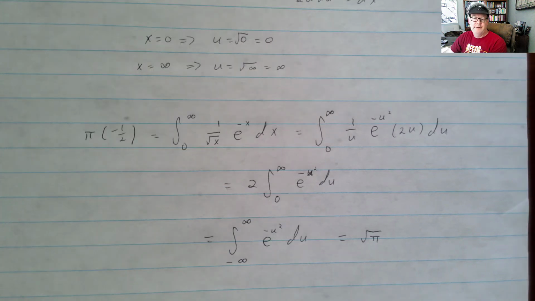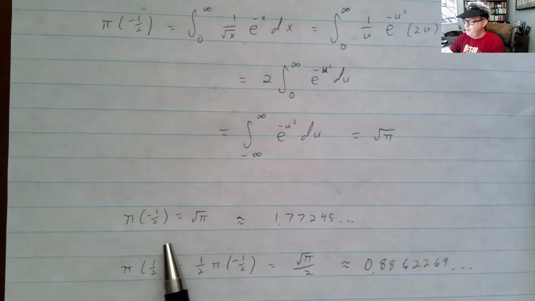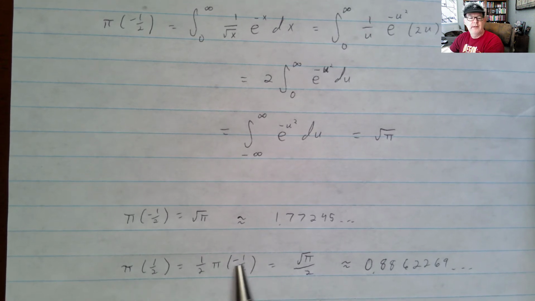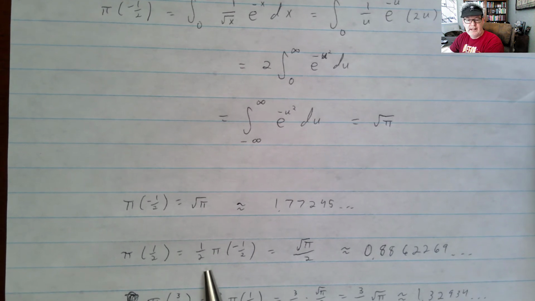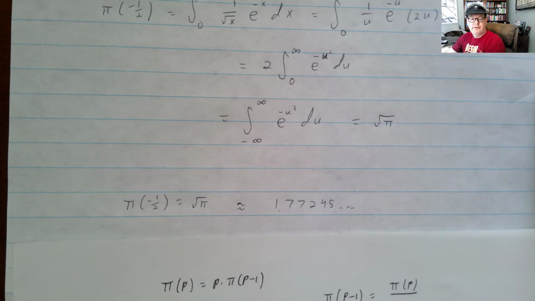E to the negative u squared won't have an antiderivative in terms of elementary functions, but we can get the exact value with these infinite limits anyway. So if I know pi of negative 1/2 is root pi, I can work my way forward. Pi of 1/2 is going to be 1/2 times pi of negative 1/2, just using this recurrence relation, since 1/2 minus 1 is negative 1/2.